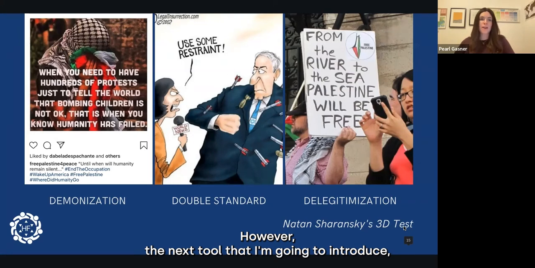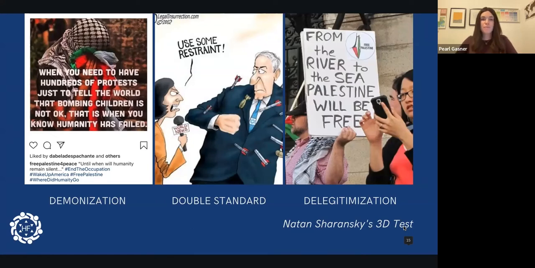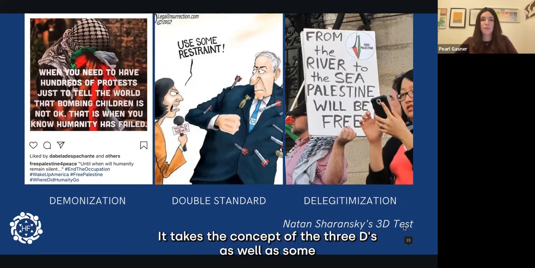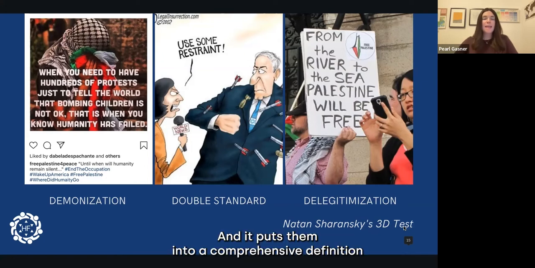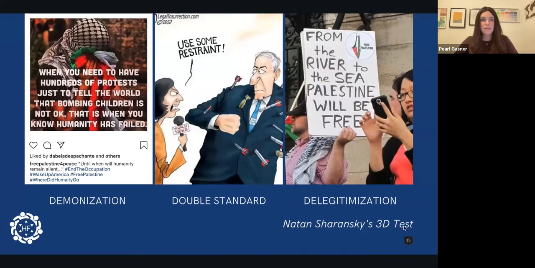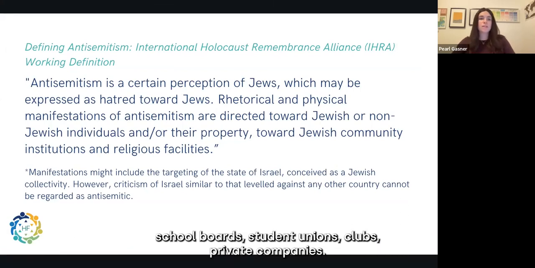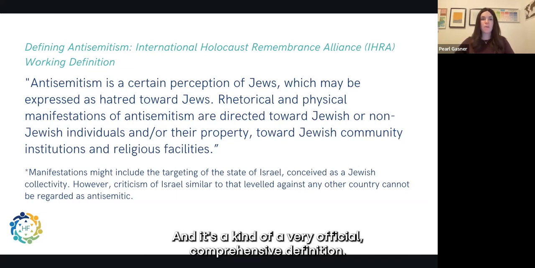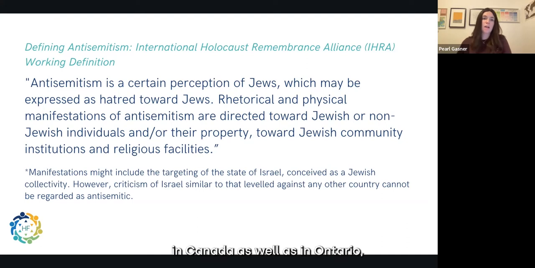However, the next tool that I'm going to introduce is called the IHRA definition of anti-Semitism. I'll show it to you in a moment. It basically takes this to the next level. It takes the concept of the 3Ds as well as some other, more classical forms of anti-Semitism, and puts them into a comprehensive definition, which can be adopted by different governments, school boards, student unions, clubs, private companies. It's a very official, comprehensive definition. This is actually the official definition of anti-Semitism in Canada, as well as in Ontario, Quebec, and British Columbia.